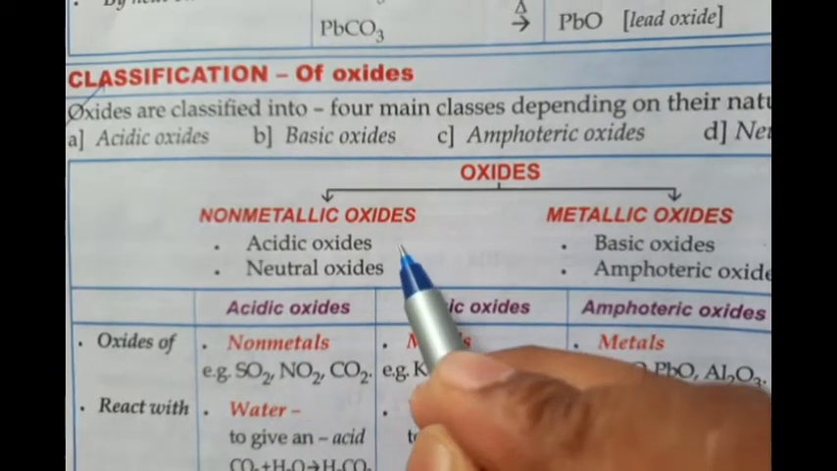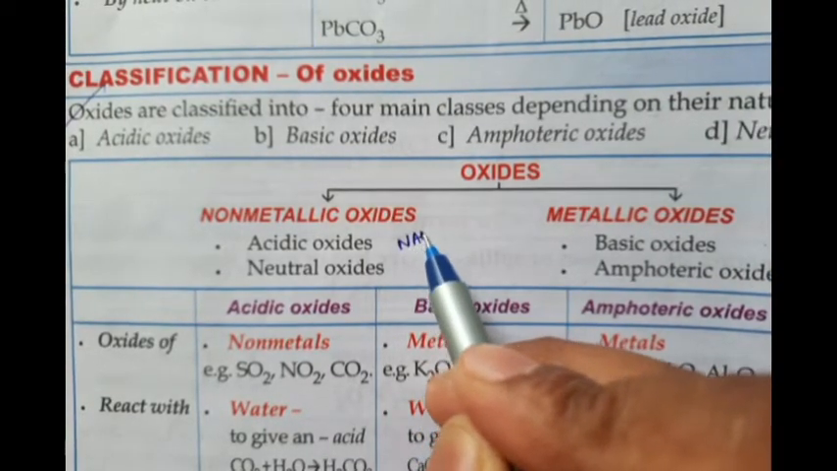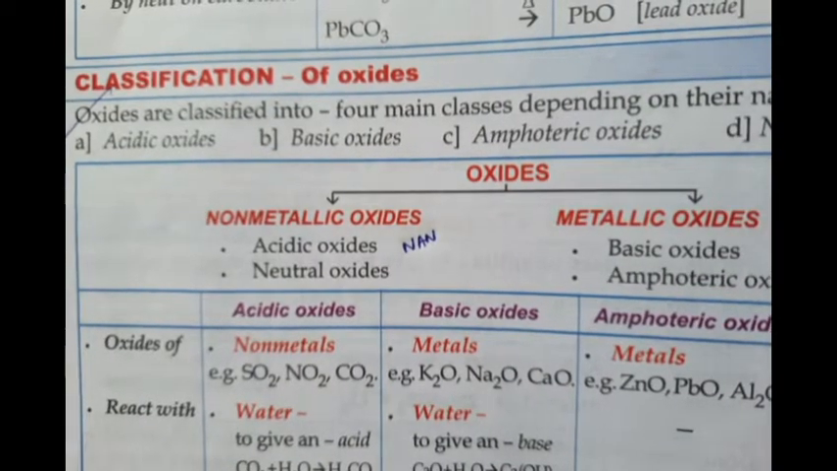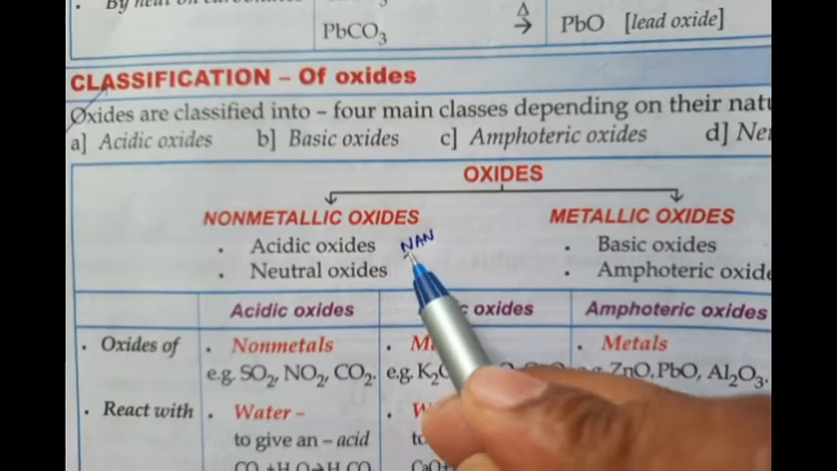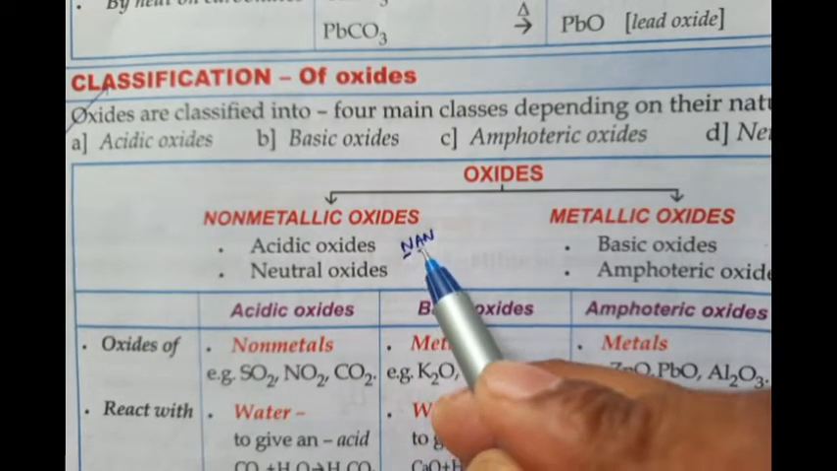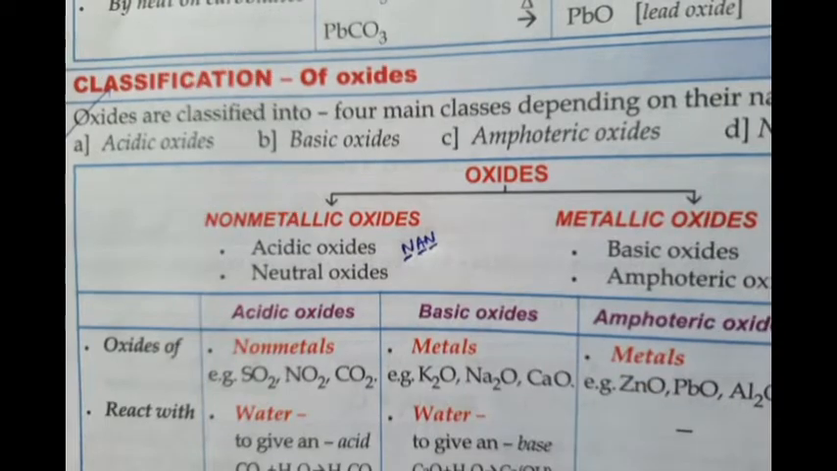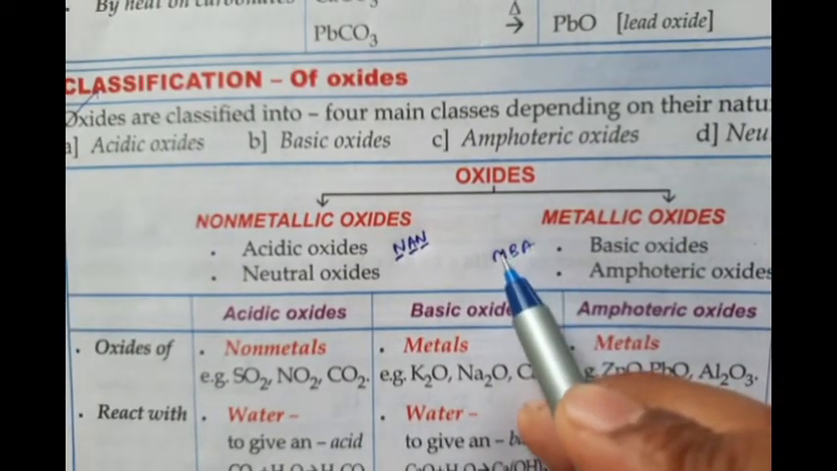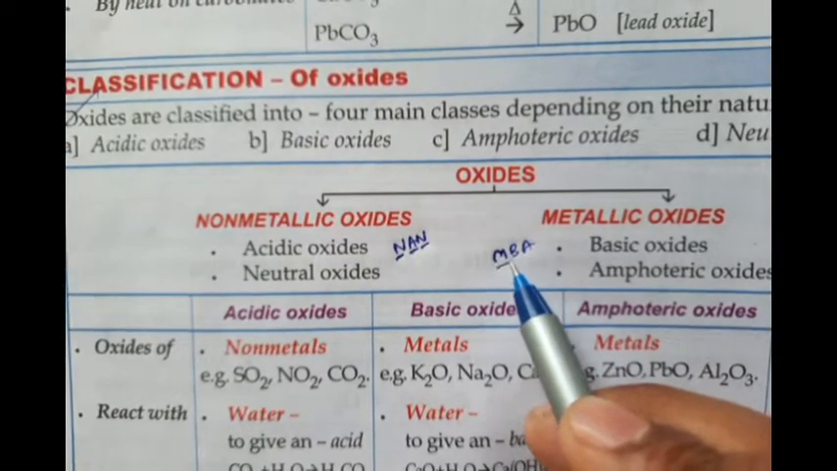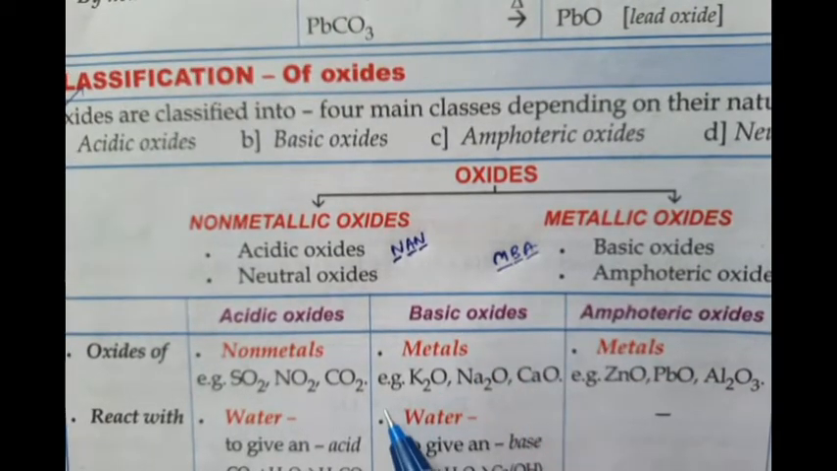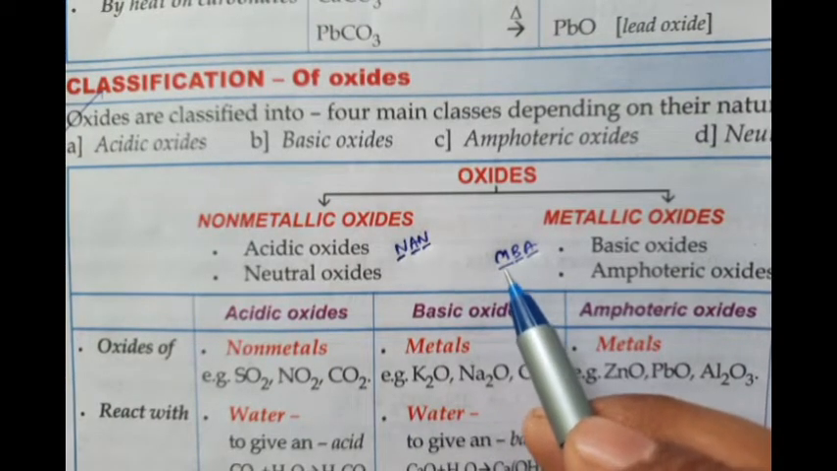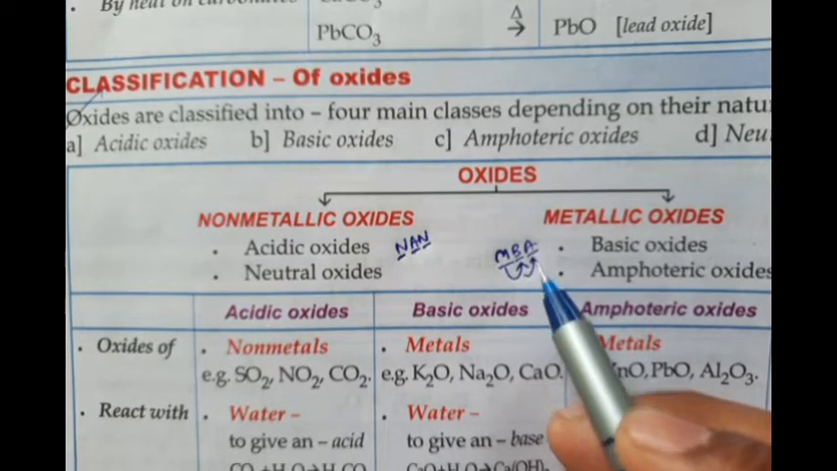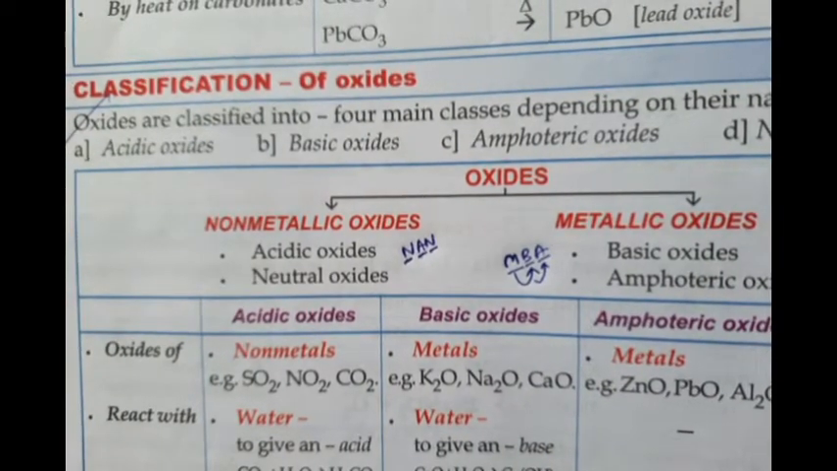So remember this word, NaN. I think when you go to Siliguri to roam around, you want to have naan, chapati. So what is the full form of that? Non-metallic oxides are usually acidic oxide and neutral oxide. And here we have, remember, MBA. MBA means Master in Business Administration, but our meaning is different here. M means metallic oxides are basic oxide and amphoteric oxide. So remember NaN and MBA for this.